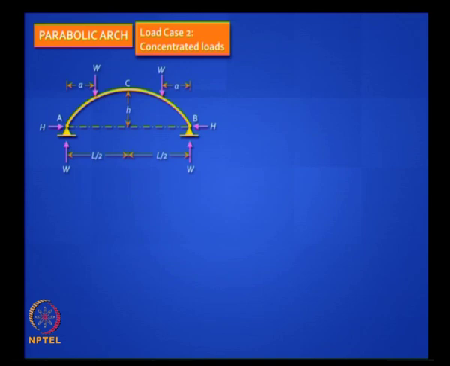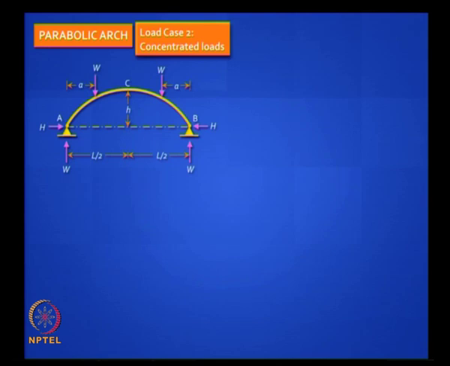Let us take the case of concentrated loads. Okay. Can you derive an expression? In fact these are the two standard loading cases. You will have a uniformly distributed load, you have a concentrated load. You could have the constant load at the crown, but that is a special case of this. So how will you solve this problem? Let us do this together.